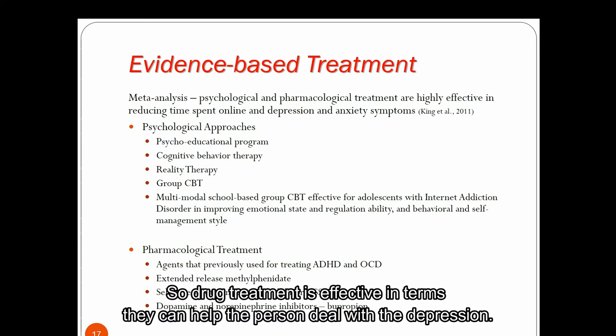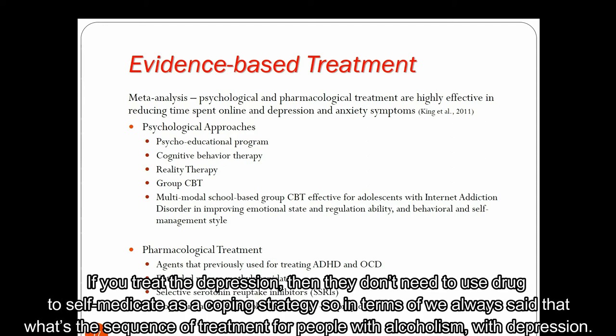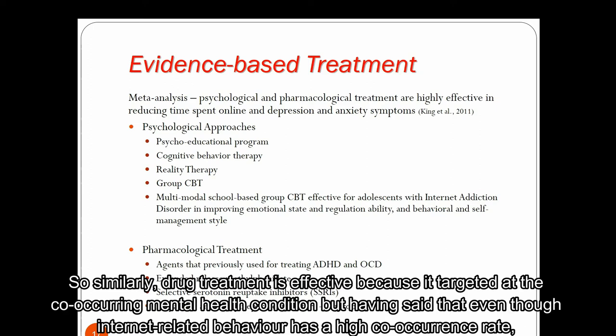So drug treatment is effective in that it can help the person deal with the depression. When depression improves, it is similar to substance abuse treatment. If you treat the depression, then they don't need to use drugs to self-medicate as a coping strategy. We always ask what the sequence of treatment is for people with alcoholism and depression. We always treat the depression first, for most cases, not always. Because if you treat the depression, then they don't need alcohol to relieve their sad mood. So similarly, drug treatment is effective because it targets the co-occurring mental health condition.